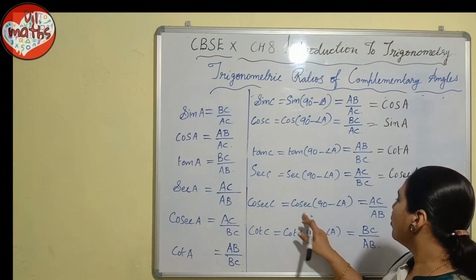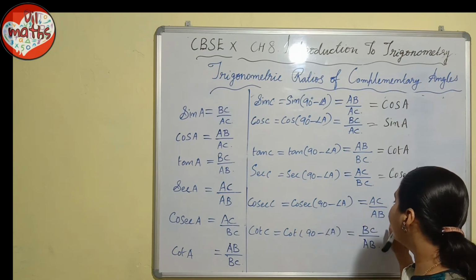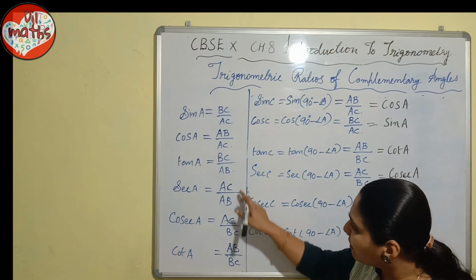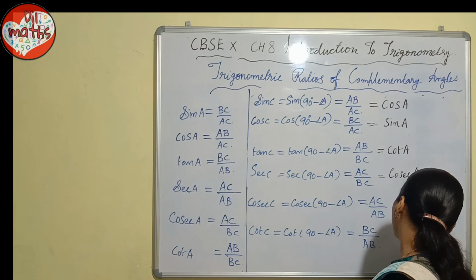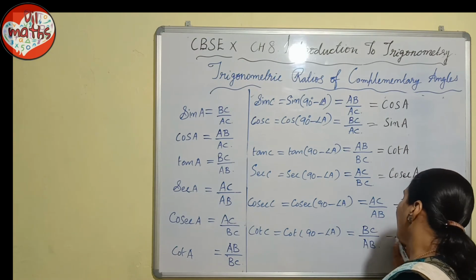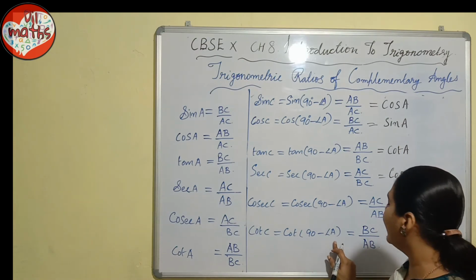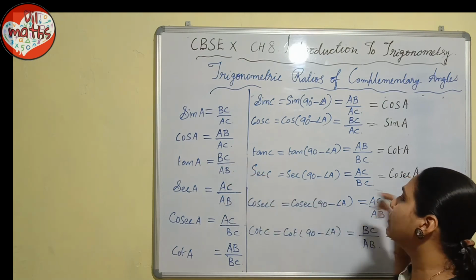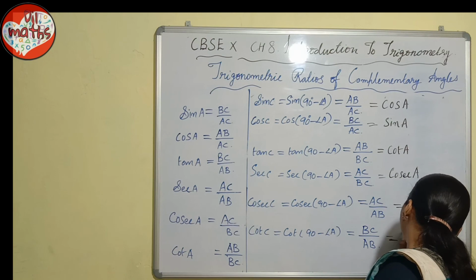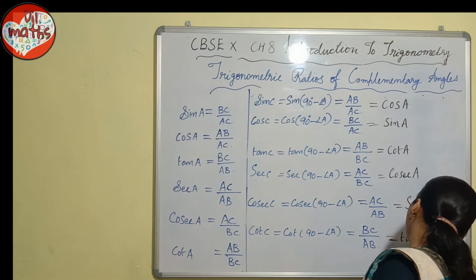Next one, cosec 90 minus angle A is equal to AC by AB. Yes, whether it is coming, yes, AC by AB is equal to sec A. So we can write sec A here. Last one, cot 90 minus angle A is equal to BC by AB. BC by AB, yes, tan A is equal to BC by AB. So this is tan A.